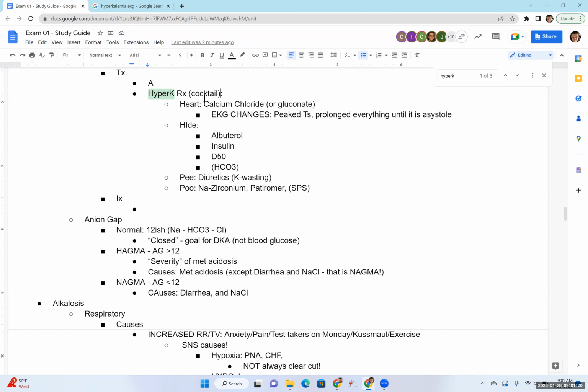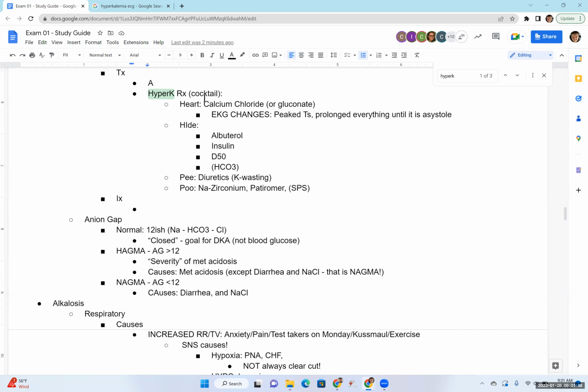And then now we can hide the potassium, right? We can push it aside underneath all the rugs, right? Until we can get rid of it, until we can pee it out or poop it out, right? So peeing it out, yes, diuretics, but diuretics take time to onset, and they have to pee, and sometimes they might be in kidney failure, which is one of our causes of hyperkalemia, right? But we can definitely hide it in the meantime.